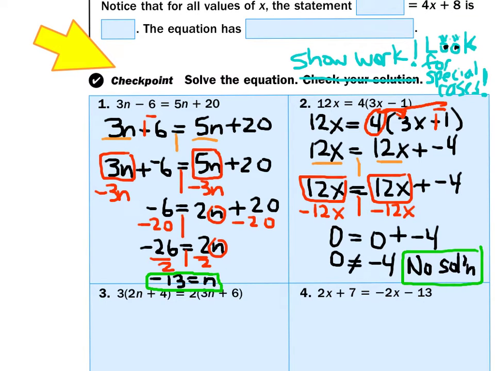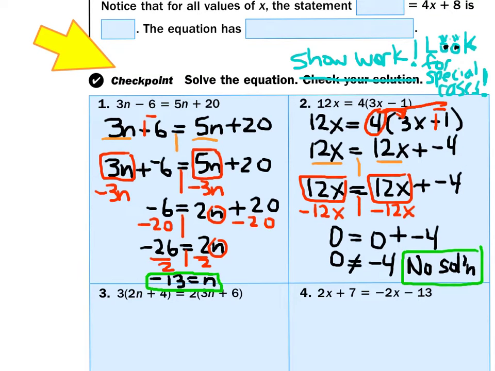So now I bring down the 12x, bring down the equal sign, and I do the distributive property. 4 times 3x gives me 12x, and I copy the addition sign. 4 times negative 1 gives me negative 4. So now I have 12x equals 12x plus negative 4.